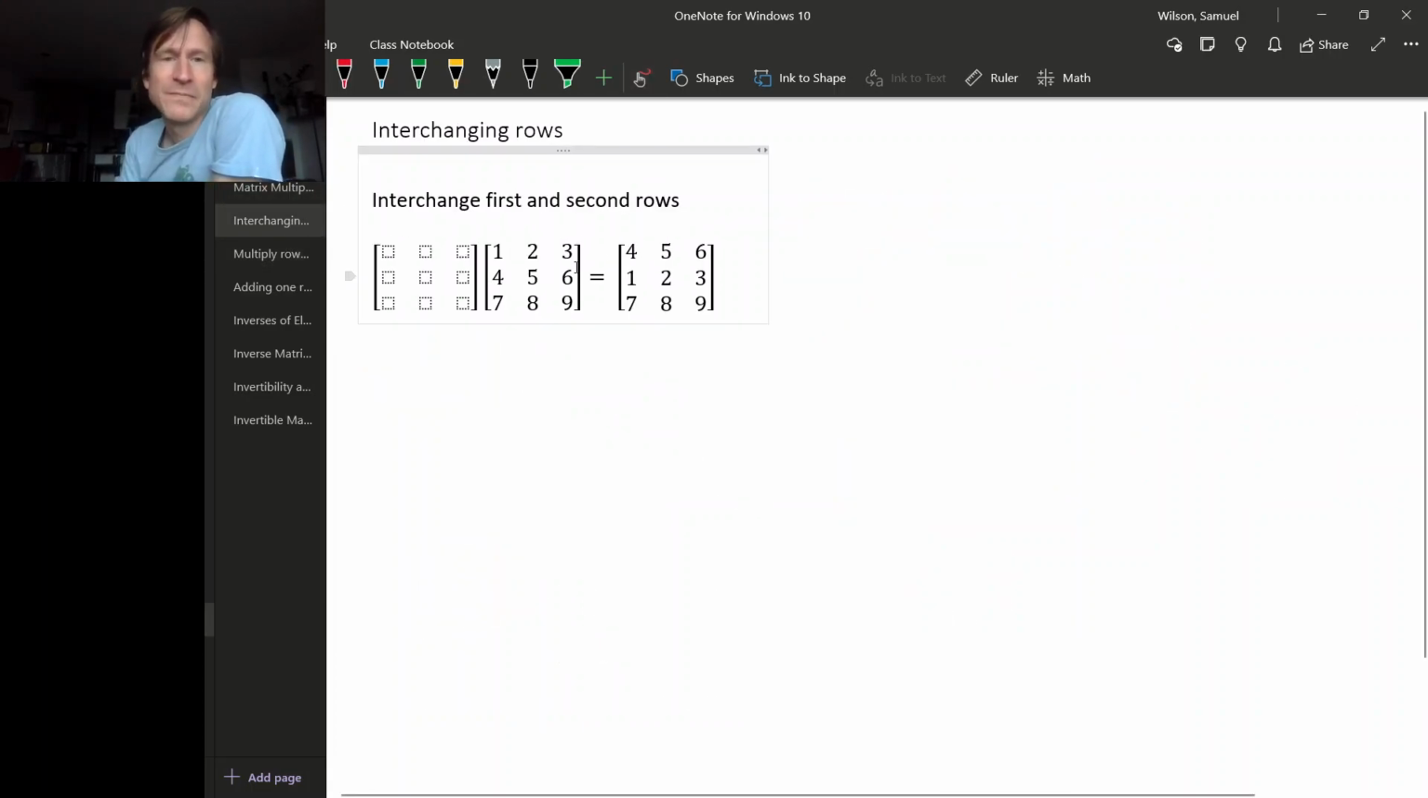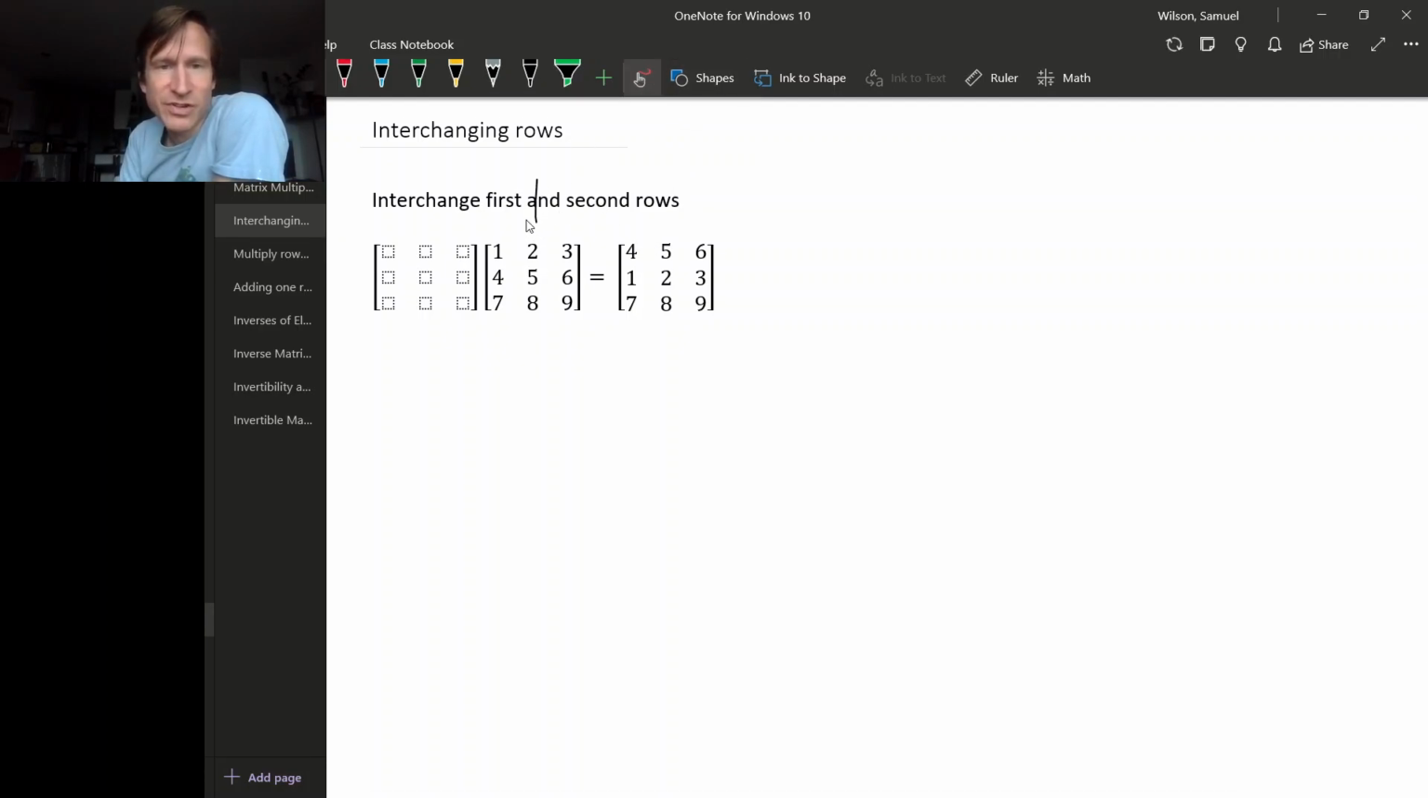So here's an example. Suppose we want to interchange the first and the second rows. So this is the matrix whose rows we're going to interchange, and here is the result of this row operation. You can see I've just switched the first and the second rows, but the idea is we should be able to make this switching of rows happen by choosing an appropriate matrix to multiply by on the left. And again, it is important that it's on the left because we're doing row operations. If we multiplied on the right, we'd get column operations.